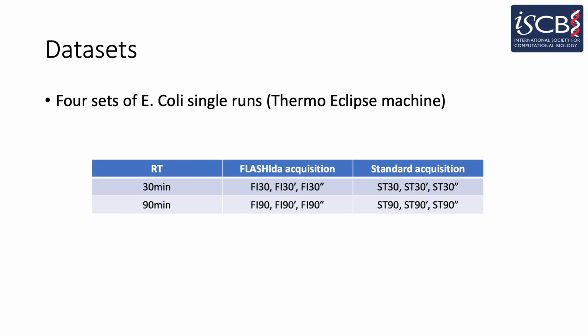Now let's see the results. For the test, 4 sets of E. coli lysate single runs are used. They were generated by a Thermo Eclipse machine. Out of 4, 2 are by FLASHIda acquisition and 2 by standard top-down acquisition provided in the machine. For each acquisition, one set has 30 minutes and the other set has 90-minute retention time gradients. And each set consists of technical triplicates. From each dataset, proteoforms were identified by TopPIC coupled with FLASHDeconv at 1% FDR.